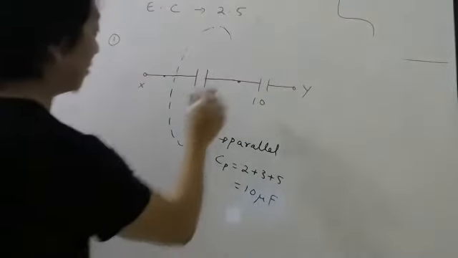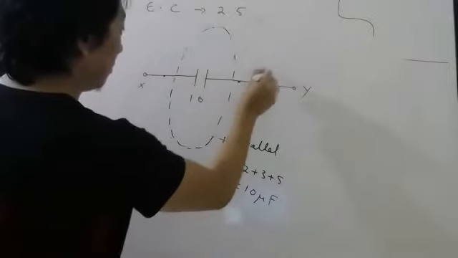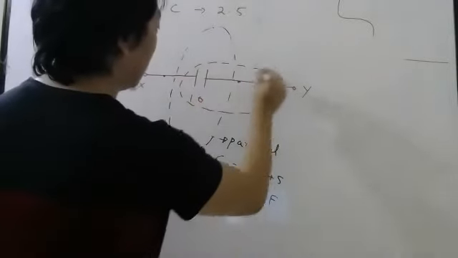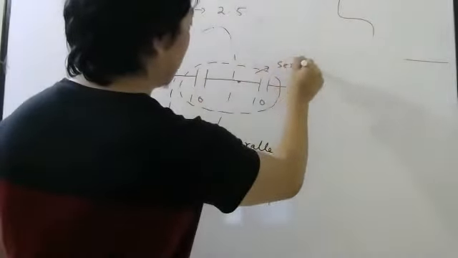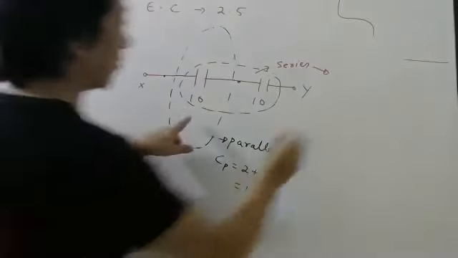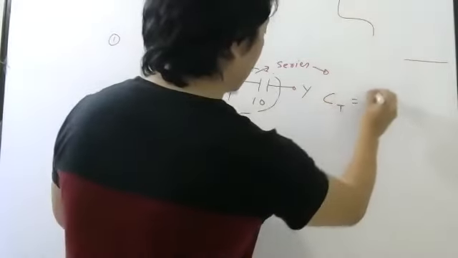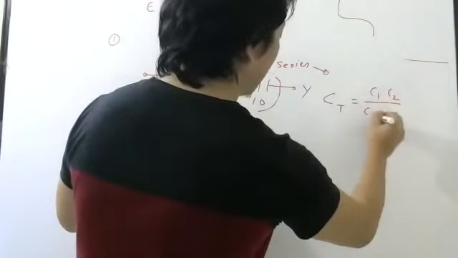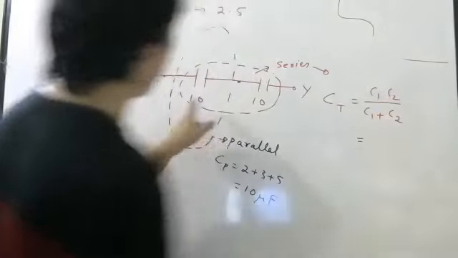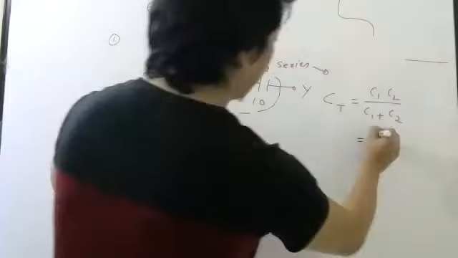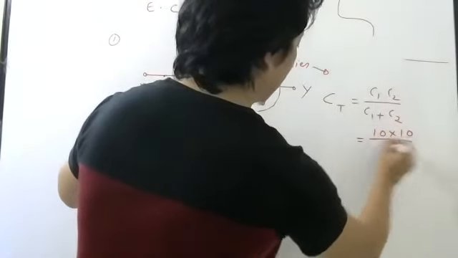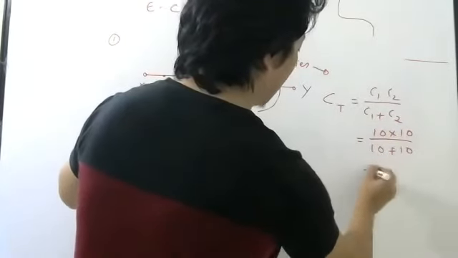Now you see these two. These two are in what? These two are in series. So for series, what is the formula for total capacitance? C1 C2 by C1 plus C2, because two of them are there. So this is 10. This is also 10. This is 10 times 10 by 10 plus 10, which will be 5.